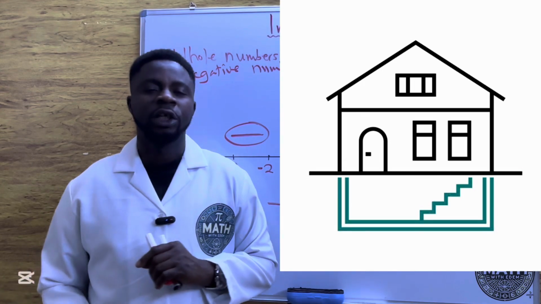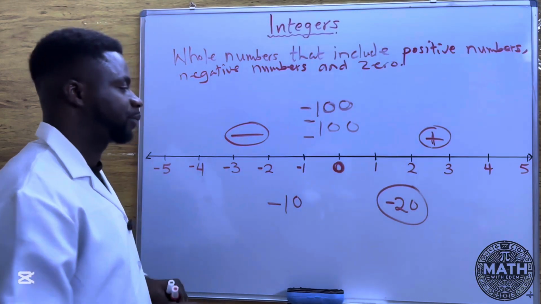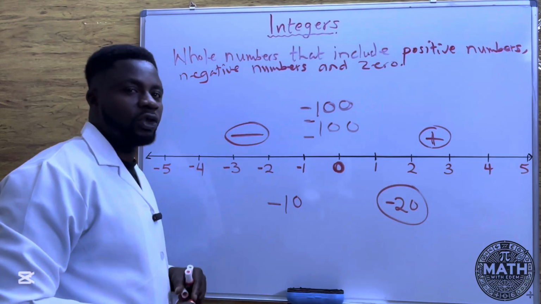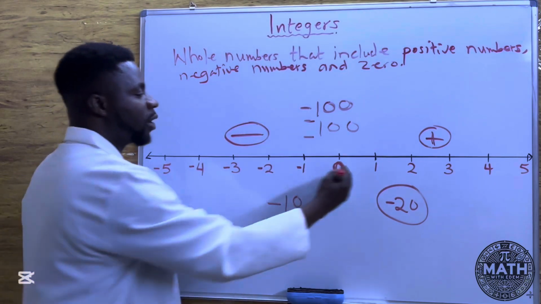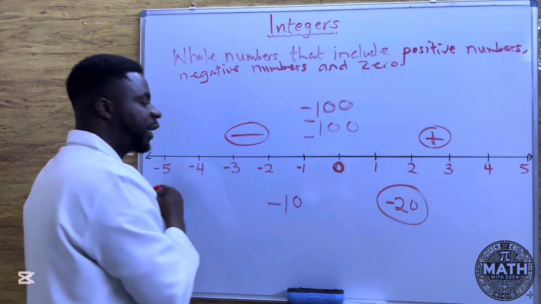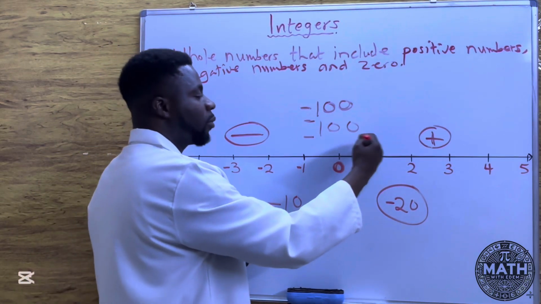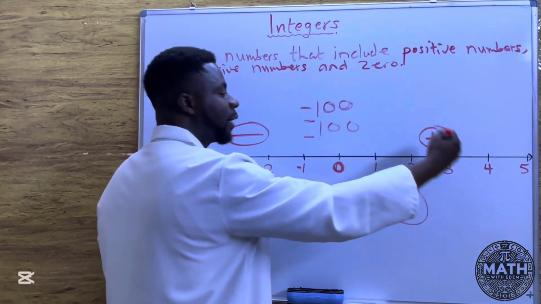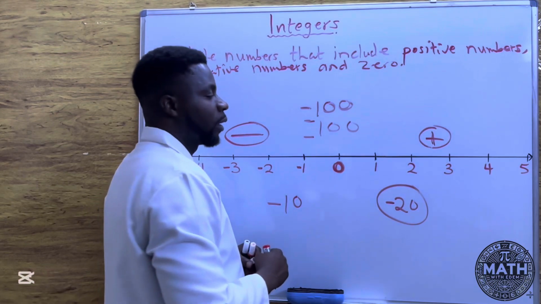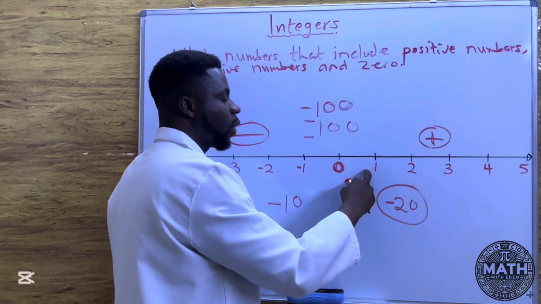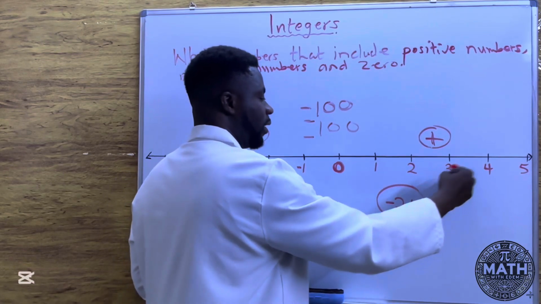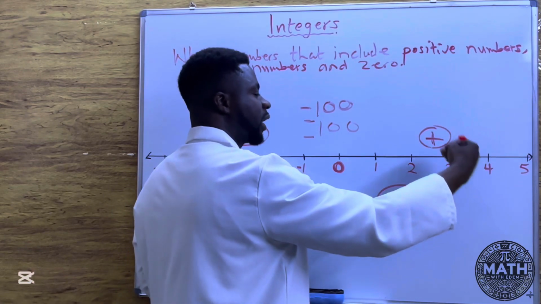Negative numbers. So let's come back to the number line. We are learning about integers. So we say integers are positive, and then negative whole numbers, and then a 0. So the more you go to the right side, the bigger the integers. So you have here 1, 2, 3, 4. You realize that the integers are becoming bigger.